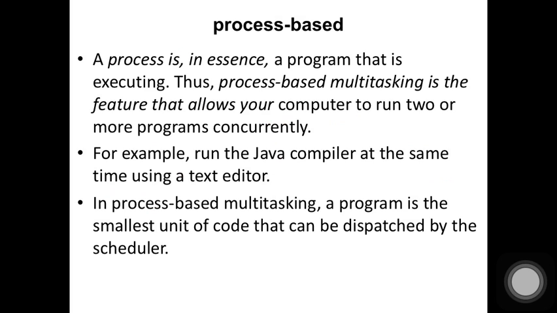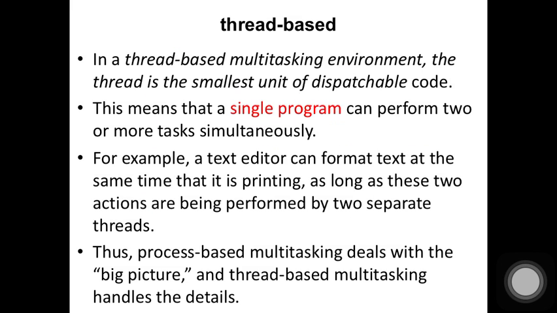And coming to thread based multitasking, a thread is the smallest unit of dispatchable code. So here a thread, a part of a program, is the smallest unit that the dispatcher dispatches. A single program can perform two or more tasks simultaneously.